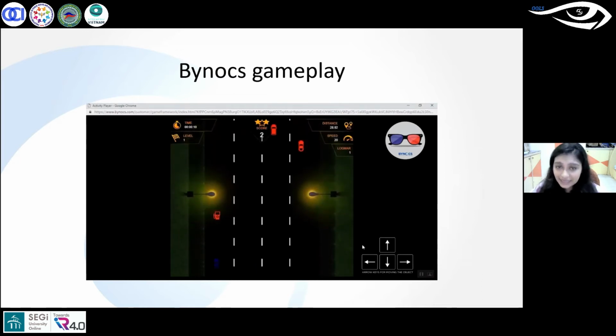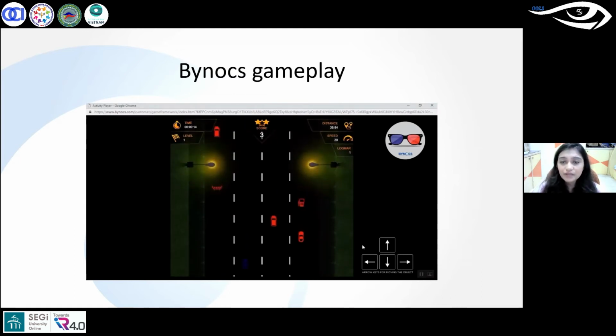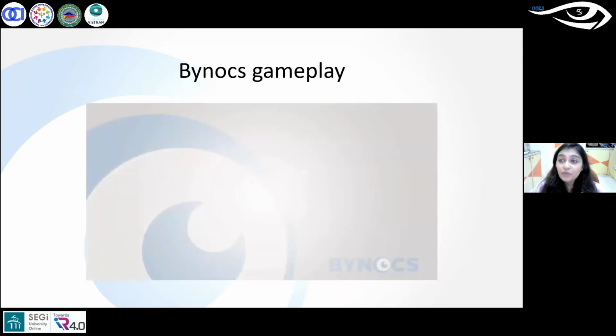This is the second game that we have, and the main thing with Binocs is that with these games, the levels increase. As the patient's performance improves, their visual acuity improves. But we don't keep it easy. We keep increasing the levels in the game, and with the levels, we decrease the size of the target and increase the speed of the game. So this patient was given Binocs therapy.